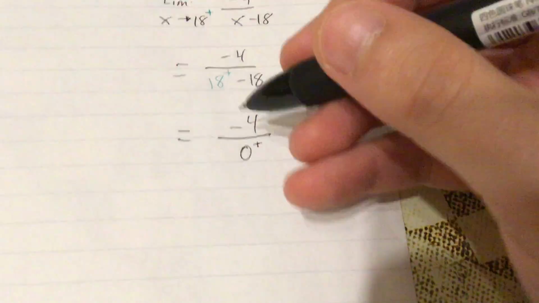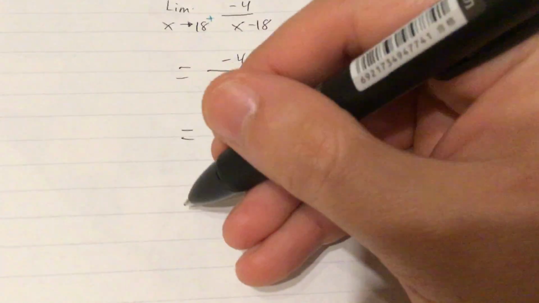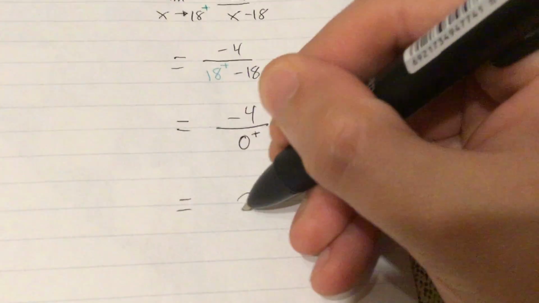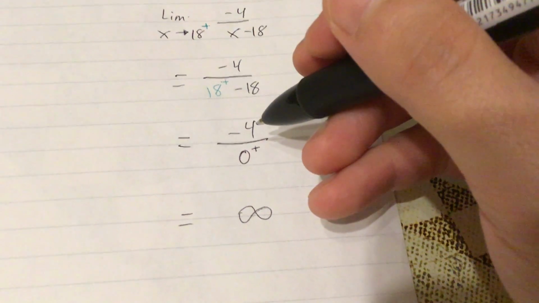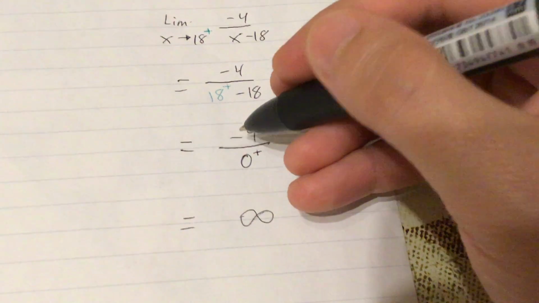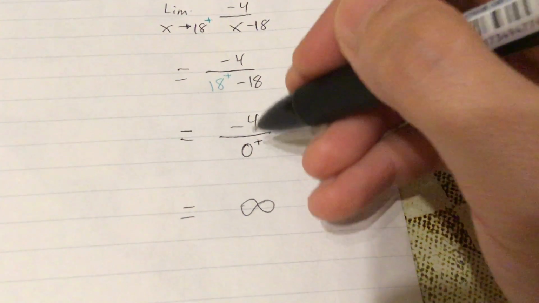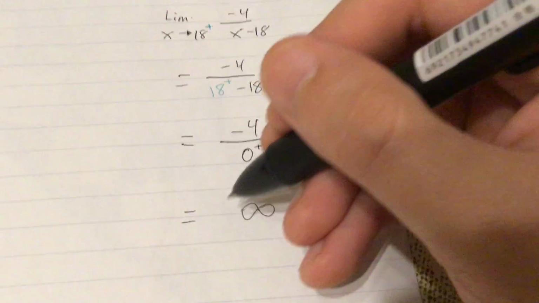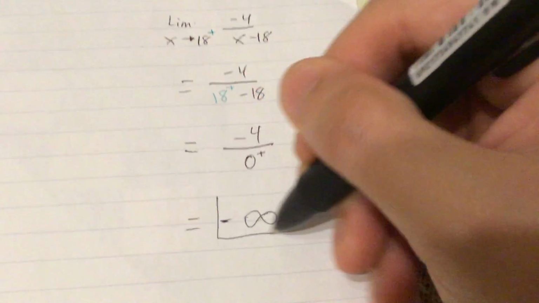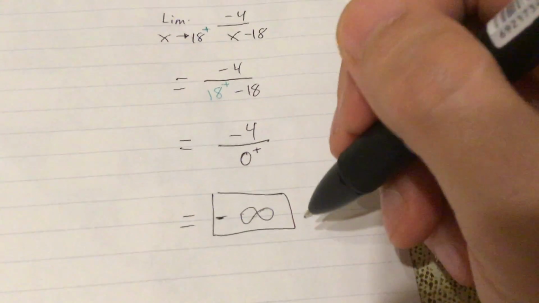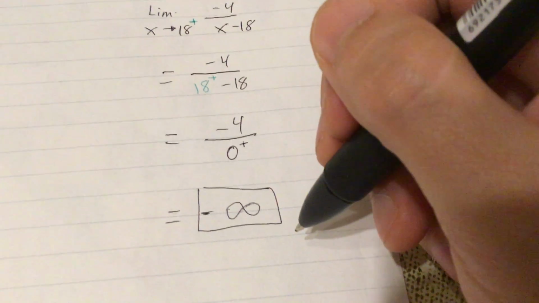Now, since I've got negative 4 over 0, that's going to be an infinity. But let's pay attention to the signs that we got. Negative divided by barely positive is still negative. Negative divided by positive is negative. So the right-hand limit, y wants to go to negative infinity.